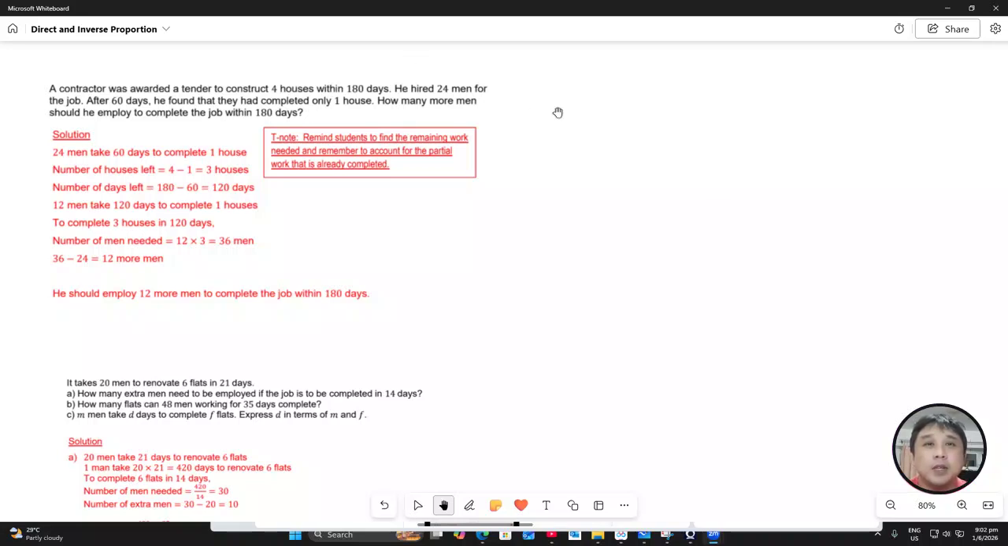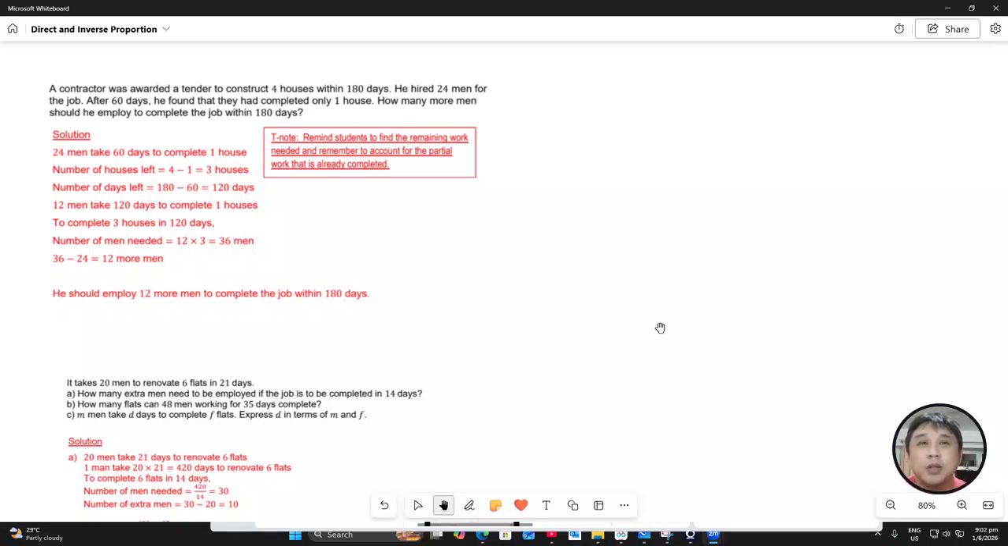Now, have a look at the first one, and let me read that to you. A contractor was awarded a tender to construct 4 houses within 180 days. He hired 24 men for the job. After 60 days, he found that they had completed only one house. How many more men should he employ to cover the job within 180 days? The very first thing we need to understand is, do you understand the question?